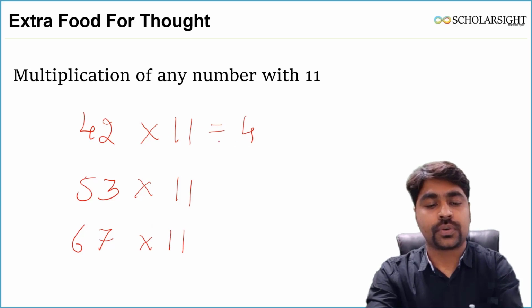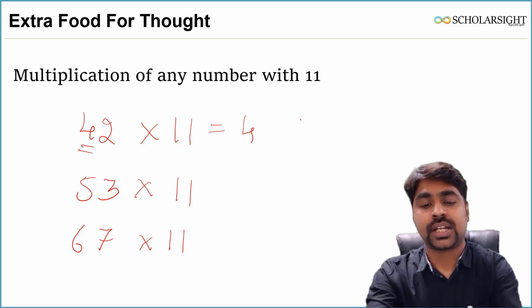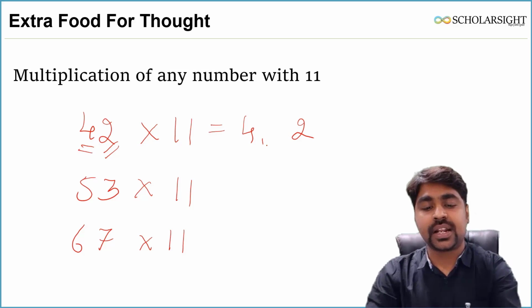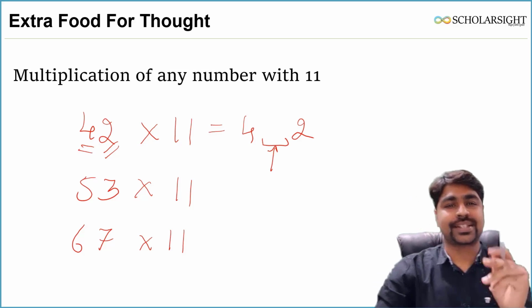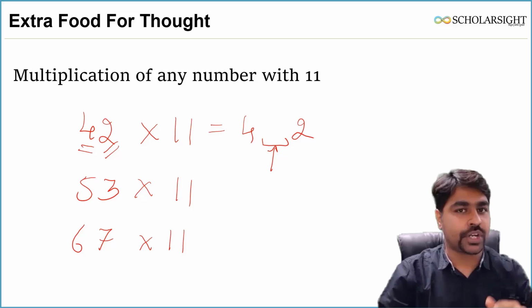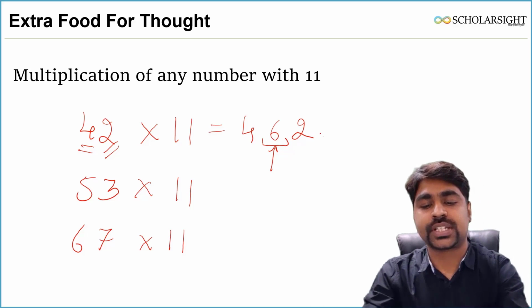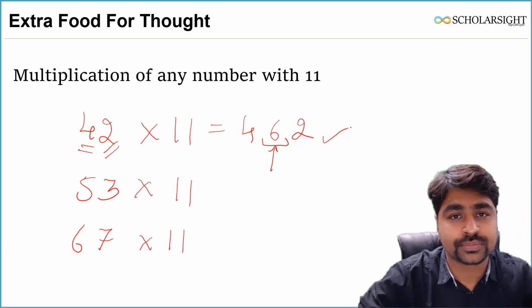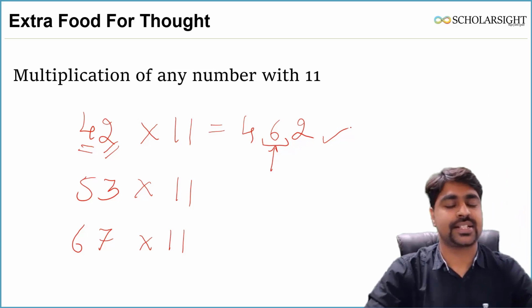Just write 4, which is the first number, just write 2, which is the last number, and in the middle, just do the summation of 4 and 2. That is going to be 6. So 462 is the multiplication of 11 and 42. Isn't it interesting? Yes, it is.